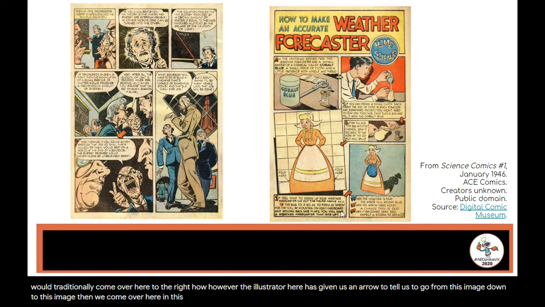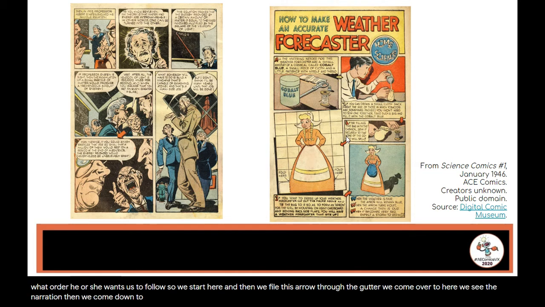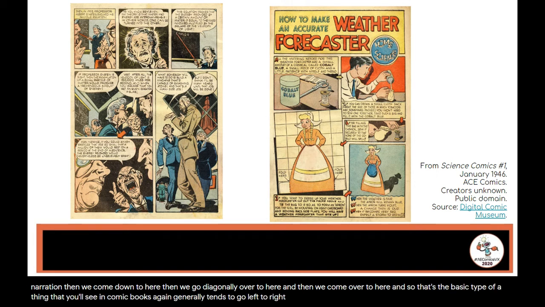In this instance, when we're talking about a science experiment, this illustrator really showed us exactly what order he or she wants us to follow. So we start here, and then we follow this arrow through the gutter. We come over to here, we see the narration. Then we come down to here. Then we go diagonally over to here, and then we come over to here. And so that's the basic type of thing that you'll see in comic books. Again, generally it tends to go left to right, up to down in that Z pattern.